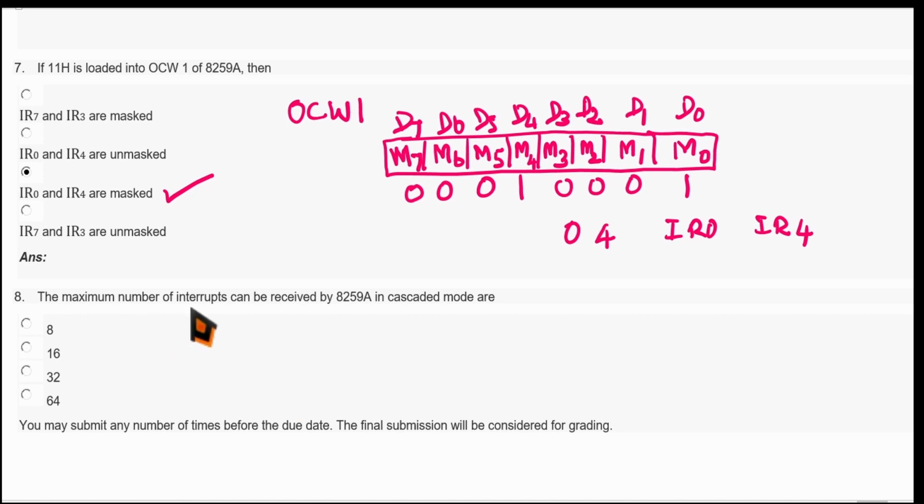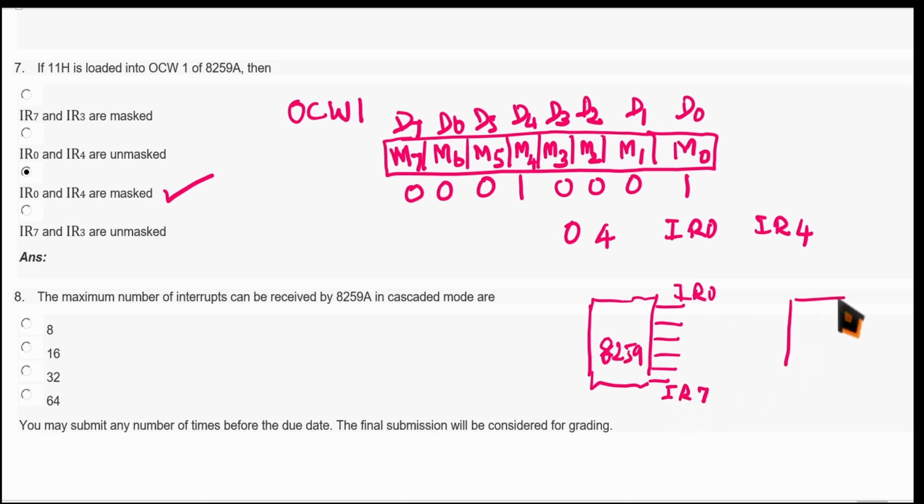The maximum number of interrupts that can be received by 8259 in cascaded mode are, actually, each 8259 will support 8 interrupts, that is IR0 to IR7. You can connect another 8259 in cascade mode like this. This is IR0 up to IR7.